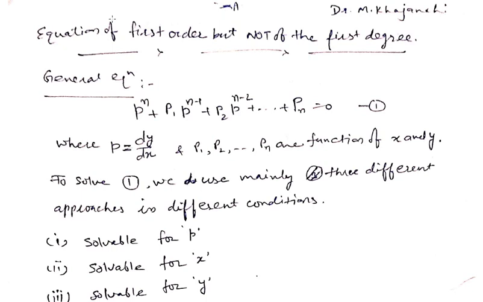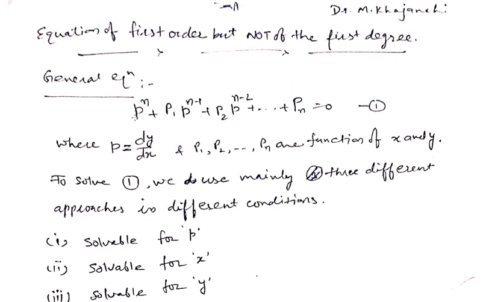In general, the ordinary differential equation with the degree not equal to 1 is p raised to power n plus p1 p raised to power n minus 1 plus p2 p raised to power n minus 2 plus and so on, plus pn equals to 0. This is the general equation of order 1 and degree not equal to 1.